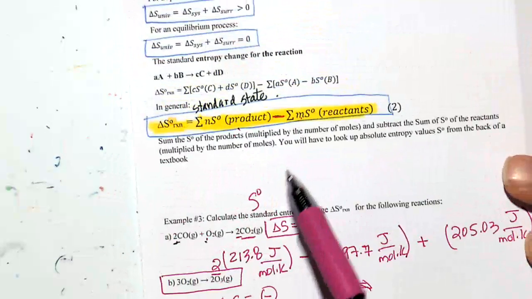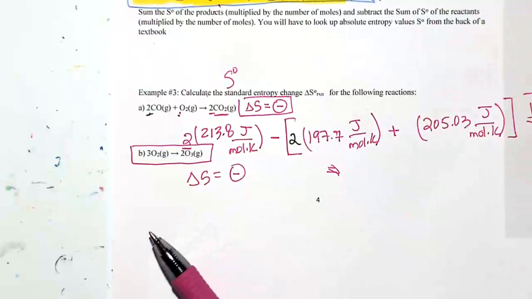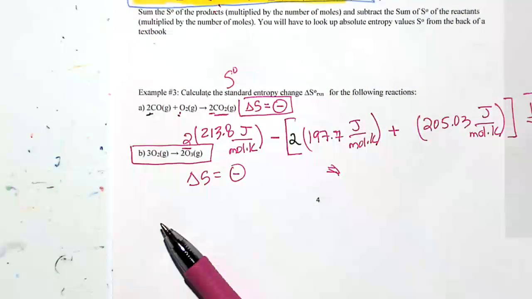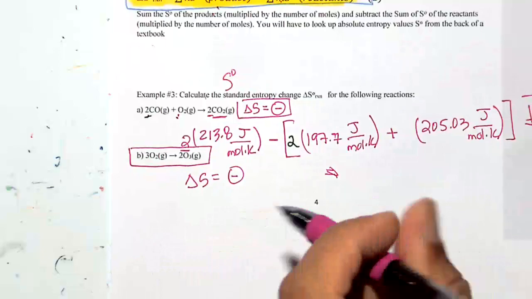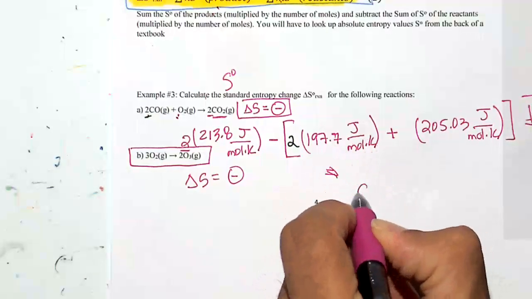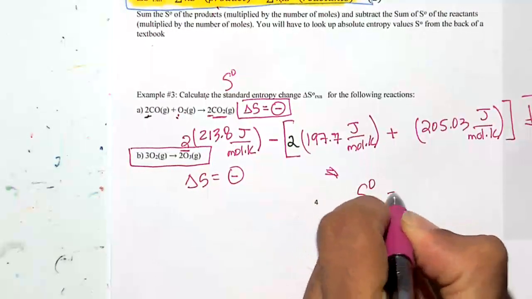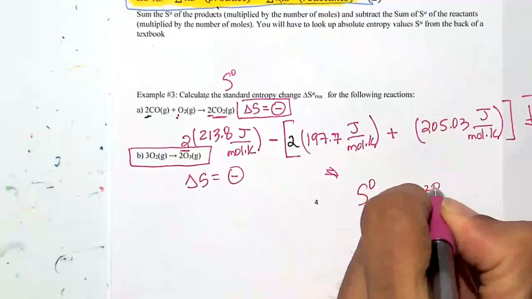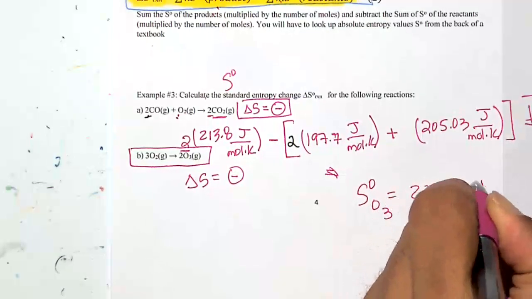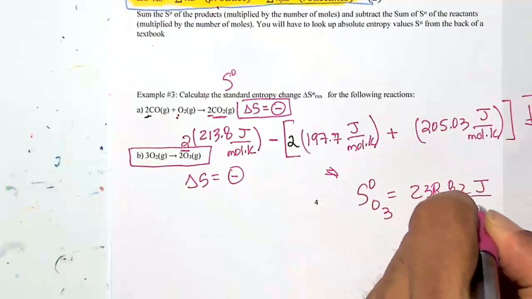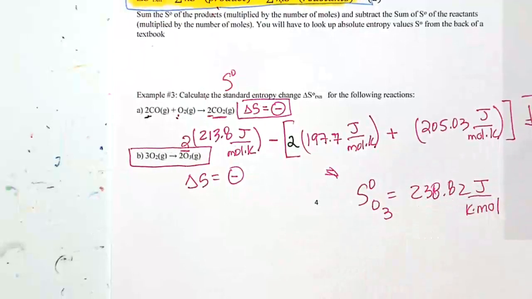Right, so we're going to utilize this equation here, and we use sum of the products minus sum of the reactants. And let me get those values for you here, just a second. Okay, I got it here, sorry about that. Okay, I got O3 being 238.82 joules over Kelvin mole. Okay, there we go.